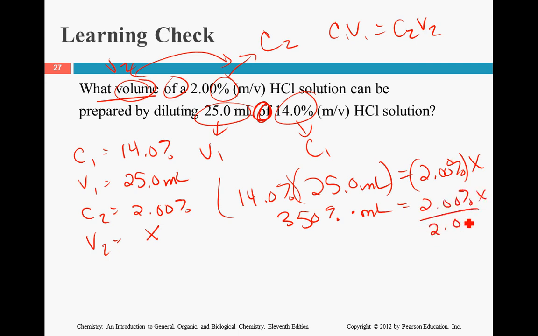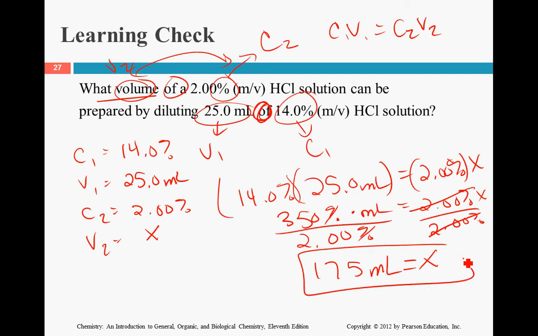So, 2.00%. The left side cancels and we're left with X. The percents here cancel. So we have 350 divided by 2. It becomes 175 milliliters. So, if you dilute 25 milliliters of 14% to get 2%, you'll have 175 milliliters when you're done. The volume went from 25 to 175.